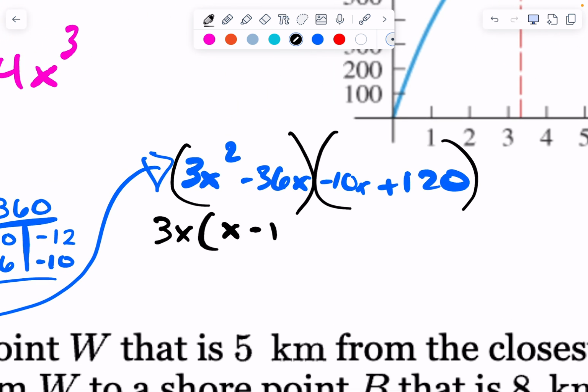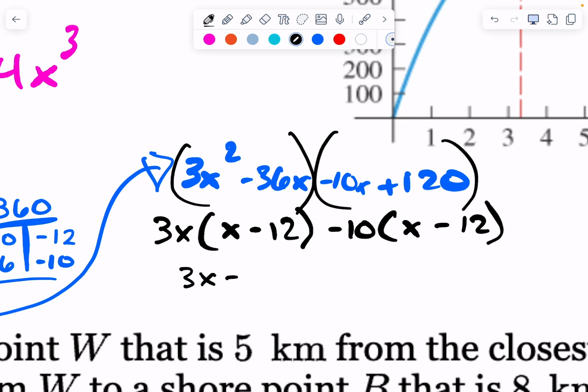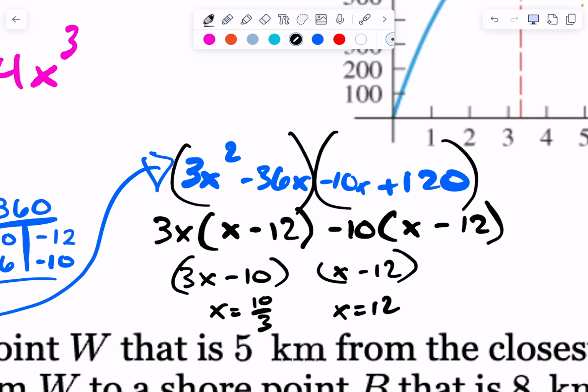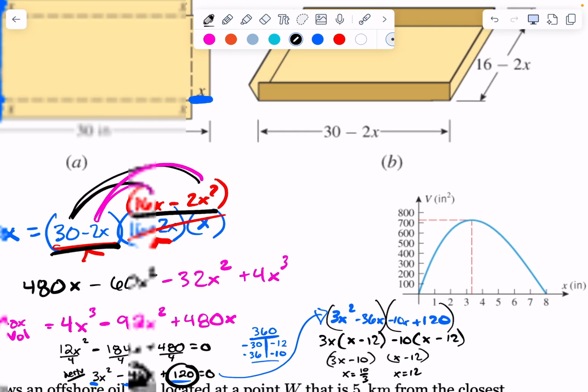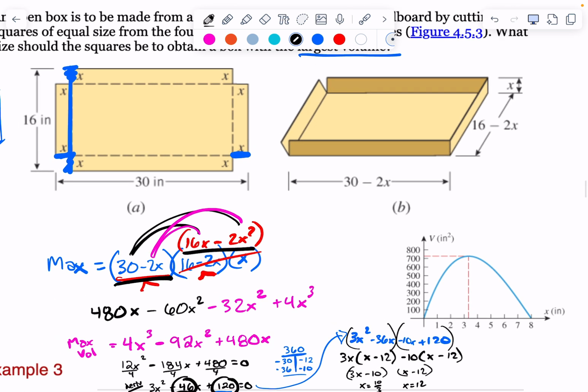Left is x minus 12. Take a negative 10 out. Left is x minus 12. Okay. My two groups are 3x minus 10 and x minus 12. So x equals 10 thirds and x equals 12. Okay. So, all right. Okay. Problem.